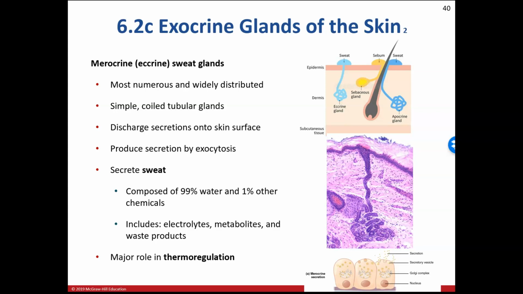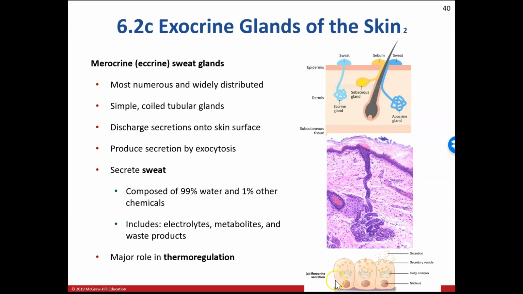This would include electrolytes, metabolites, and waste products, and plays a major role in thermoregulation. That is because as the sweat is released onto the surface of our skin, it evaporates off, which cools our body down. And here is a nice illustration that shows you that exocytosis that takes place.